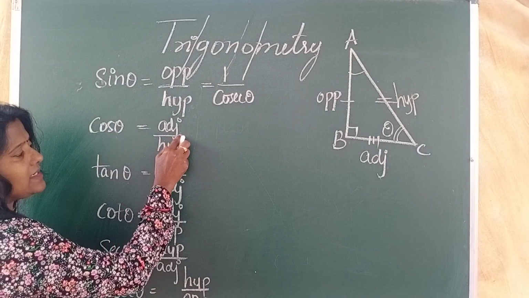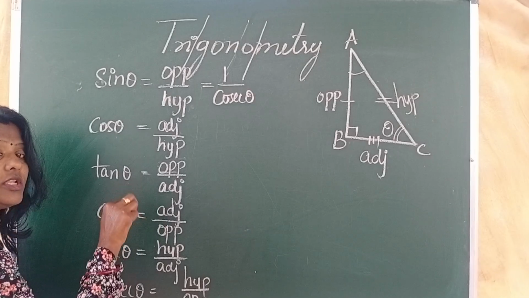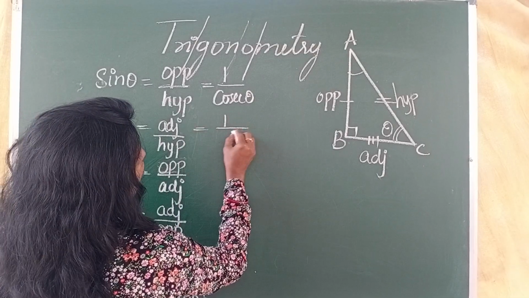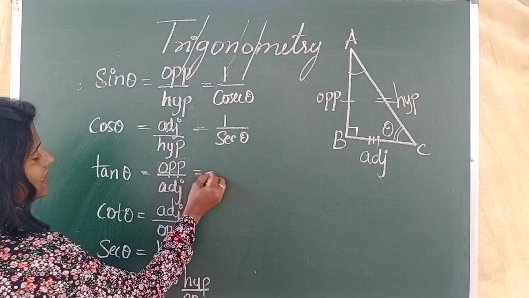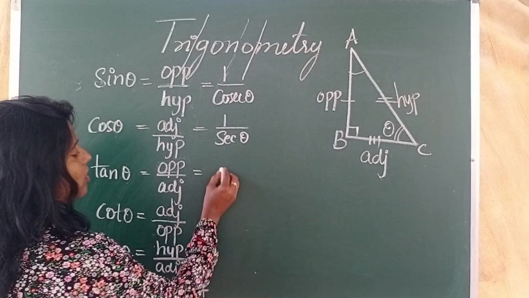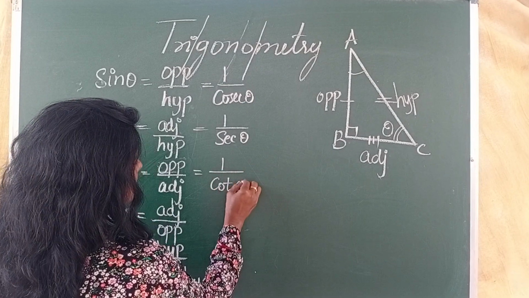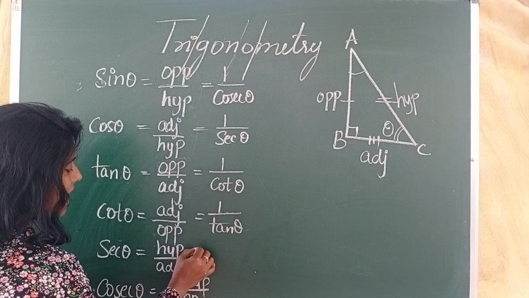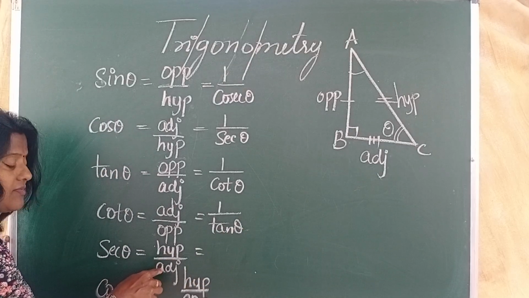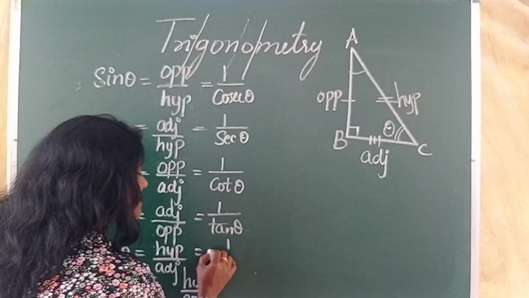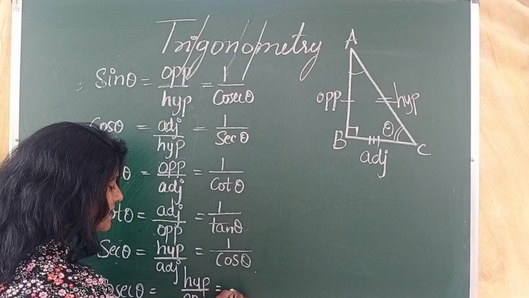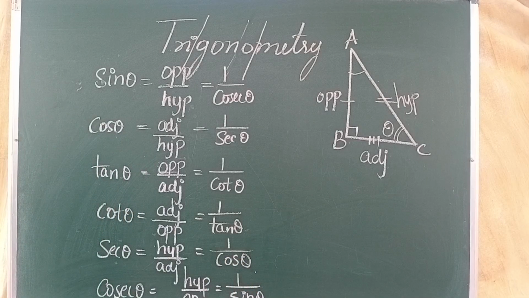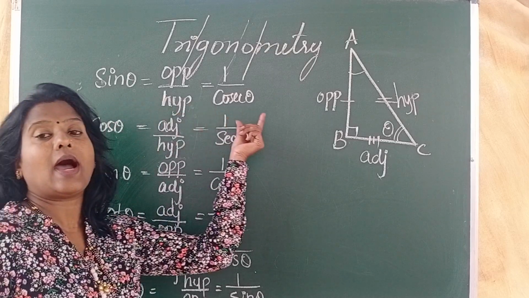Sin theta can also be written as 1 by cosec theta. Similarly, cos theta is adjacent by hypotenuse. Where is hypotenuse by adjacent? Hypotenuse by adjacent is the reciprocal, 1 by sec theta. Similarly, tan is the reciprocal of cot, so 1 by cot theta. And cot theta is the reciprocal of tan theta. And similarly, secant is the reciprocal of, see, the reverse of this is cos, so it is 1 by cos theta, and this is 1 by sin theta. Like this we can compare one ratio to another ratio.